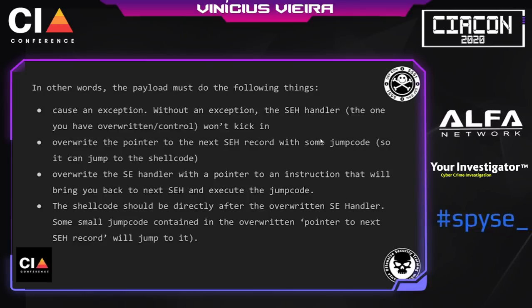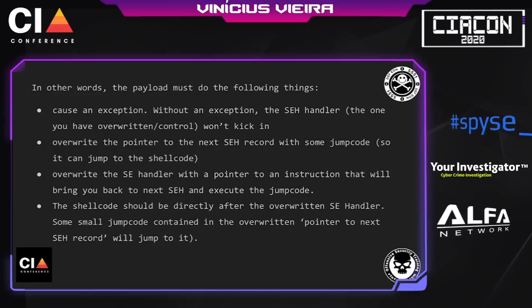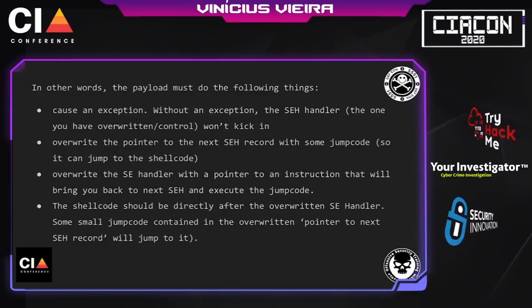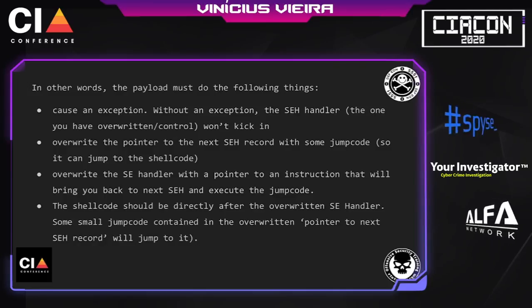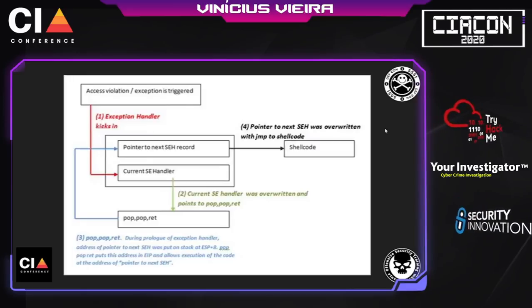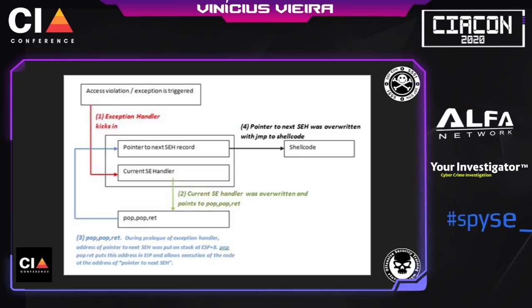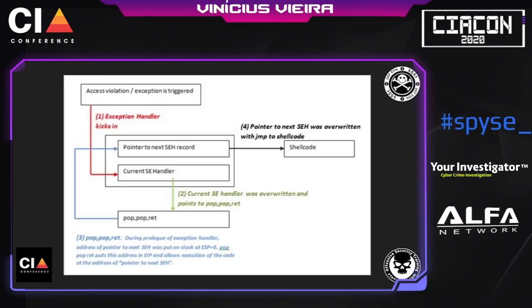In other words, the payload must do the following things: cause an exception, without an exception nothing will kick in; overwrite the pointer to the next SEH record with some jump code; overwrite the SEH handler with a pointer to an instruction that will bring you back to next SEH and execute this jump code. The shellcode should be directly after the overwritten SEH handler. To make it easy, let's see this visually. We need to cause an exception, overwrite the pointer to the next SEH record, and overwrite the SEH handler with a pointer.